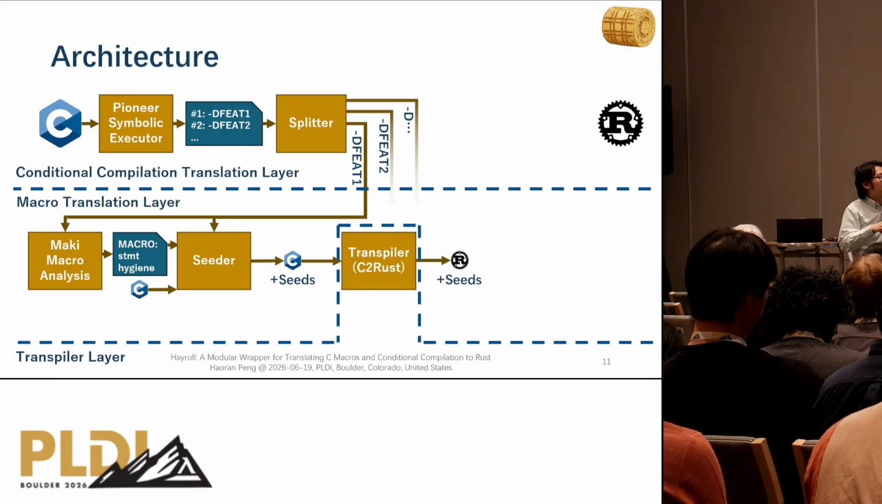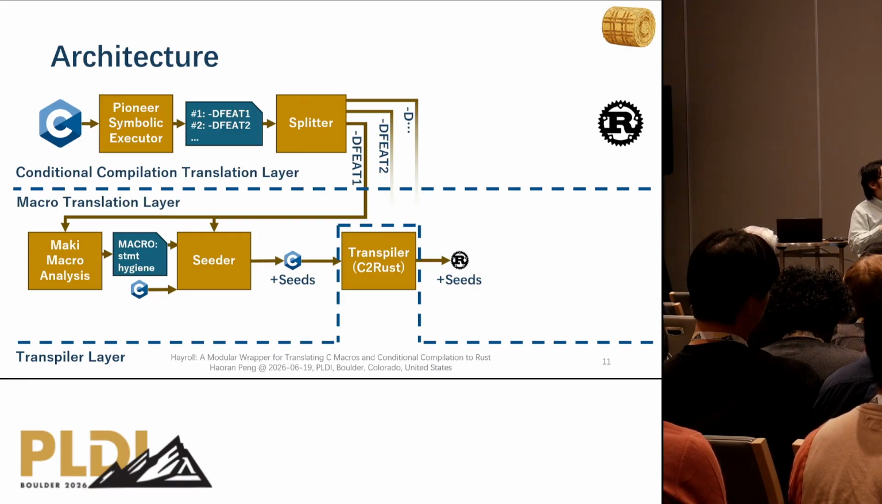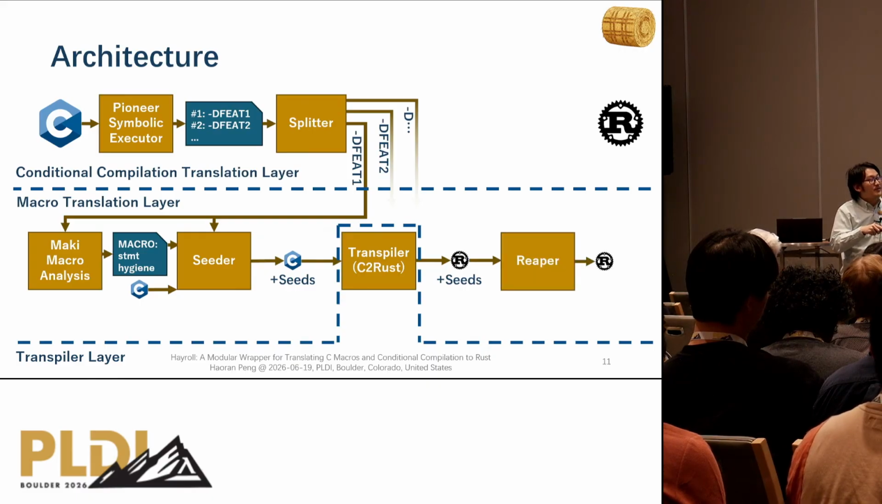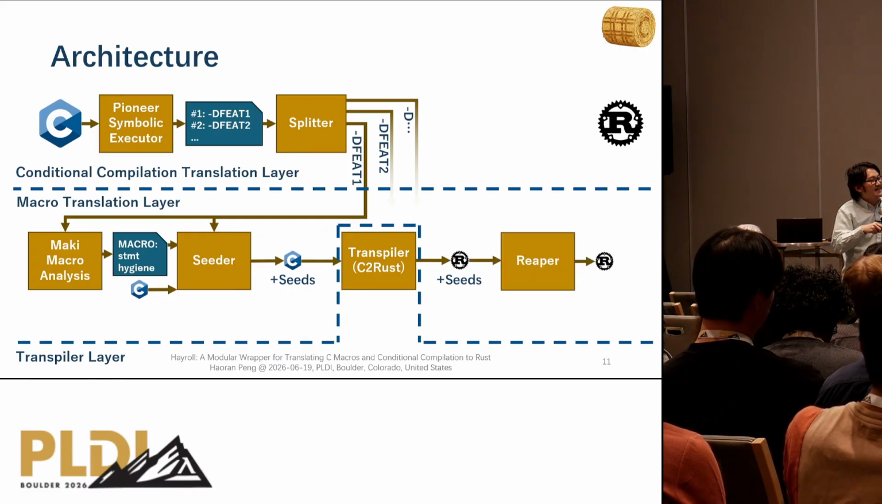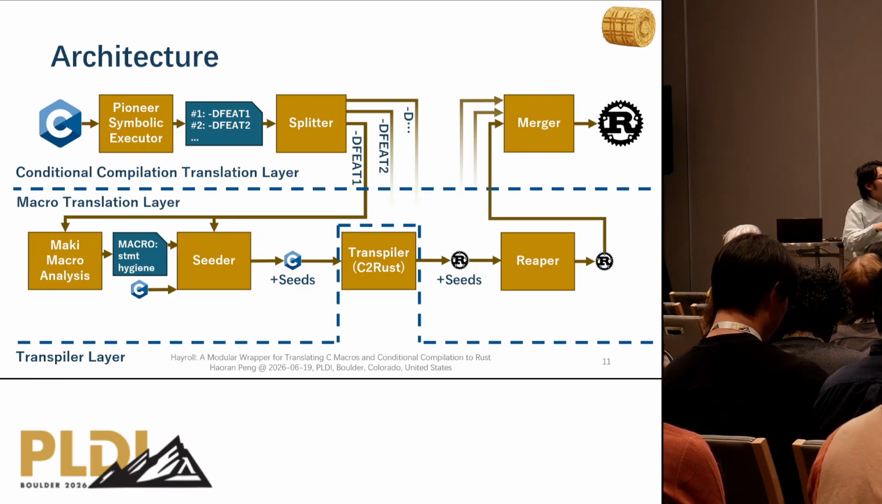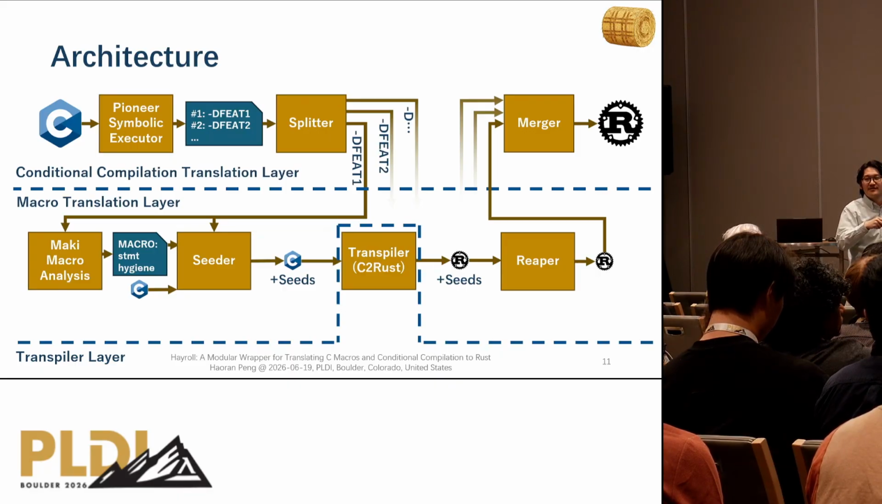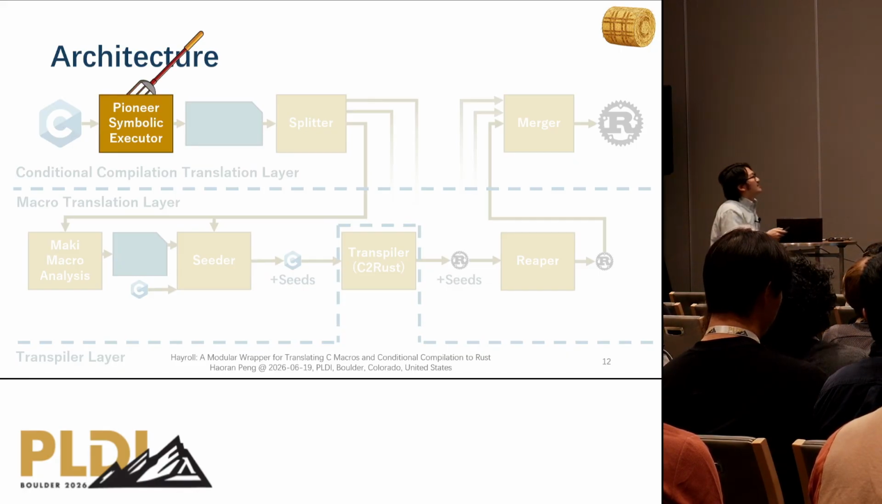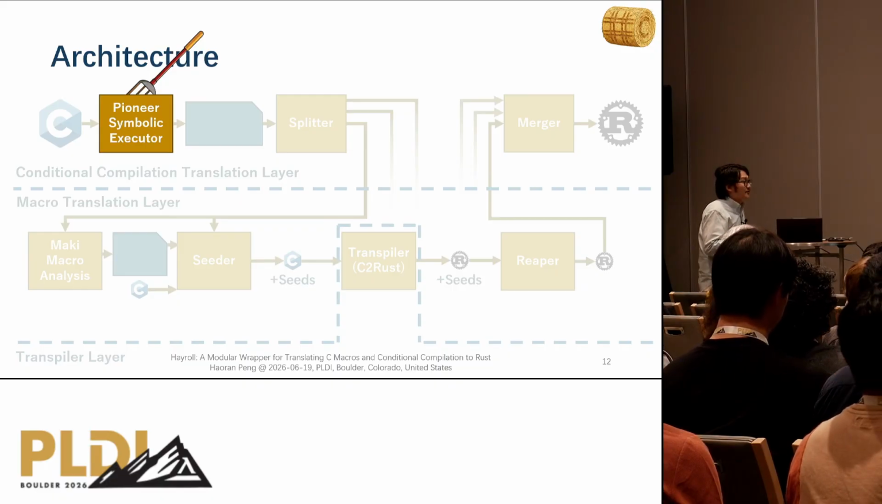And that is then sent through the underlying transpiler, Seeder Rust here. They translate not only the C code, but also the seeds all together onto the Rust side. Then our Reaper will be able to recognize all these seeds, then rebuild macros into the Rust translation. That is then sent back to the conditional compilation translation layer, where the merger merges all copies of the softwares into one copy of configurable software. We will go layer by layer, starting from the Pioneer symbolic executor.